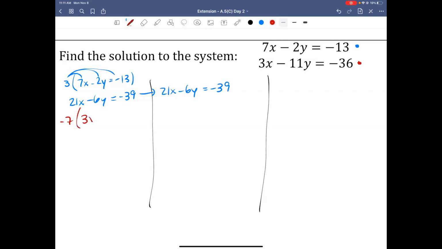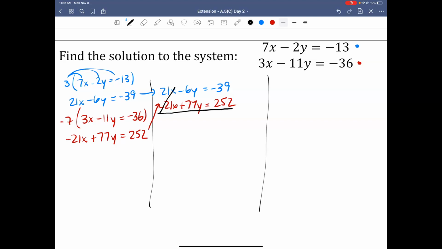And so -7 times 3x minus 11y is equal to -36 is going to give us -21x plus 77y is equal to 36 times 7, which is going to be 252. And notice that that number would be positive. We're then going to copy and paste that into our second column: -21x plus 77y is equal to 252.